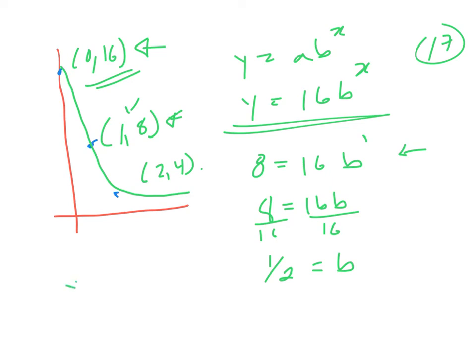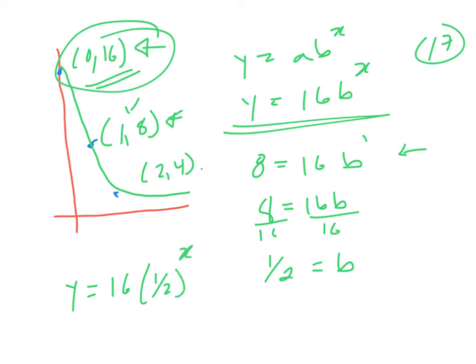So my equation is y is equal to 16, because that's what y is when x is 0. My b is 1/2 to the power of x. So that's how I would do number 17. Okay, I hope that is helpful.